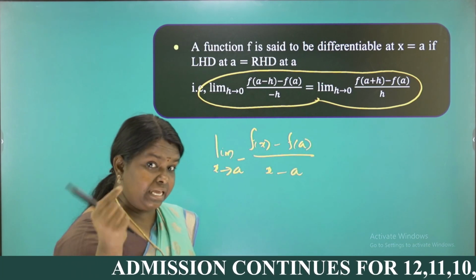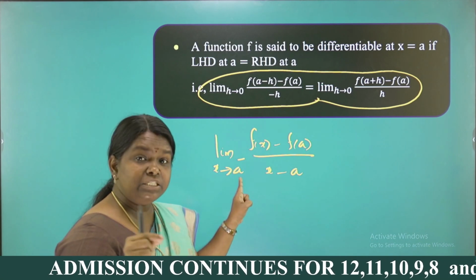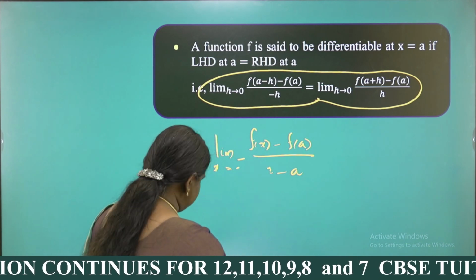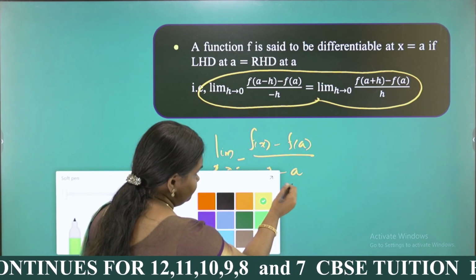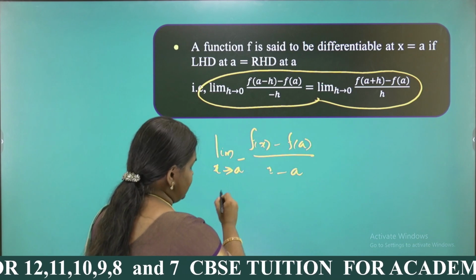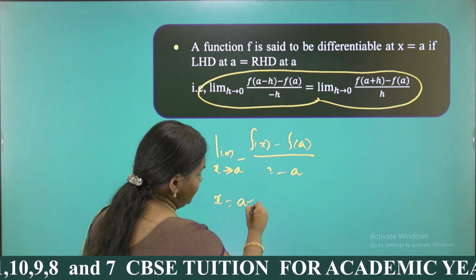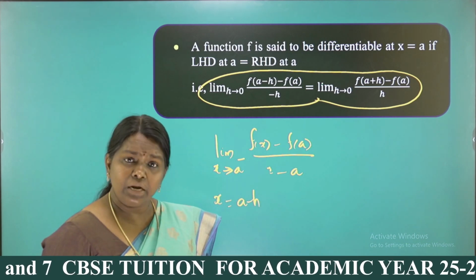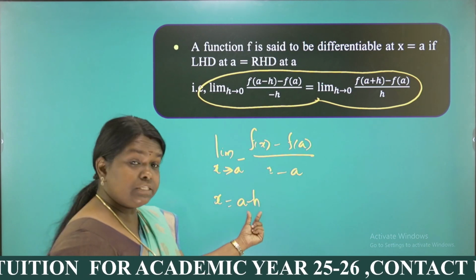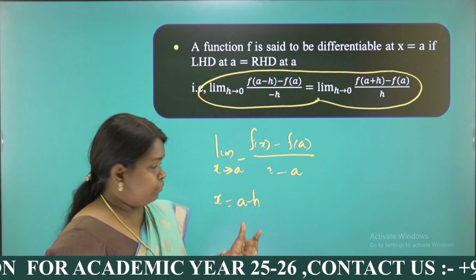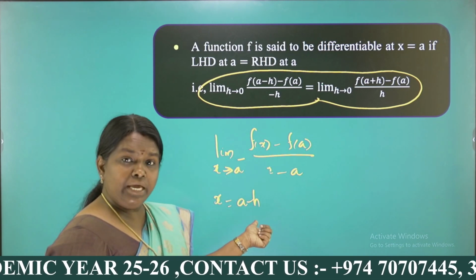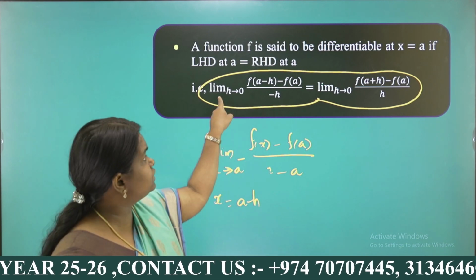But dears, x tending to a minus means what? X will be a minus h. X is tending to a minus means x is equal to a minus h, where h is very small, negligibly 0. So what will you be getting here? Limit when x is tending to a minus, of course h will be tending to 0, right?